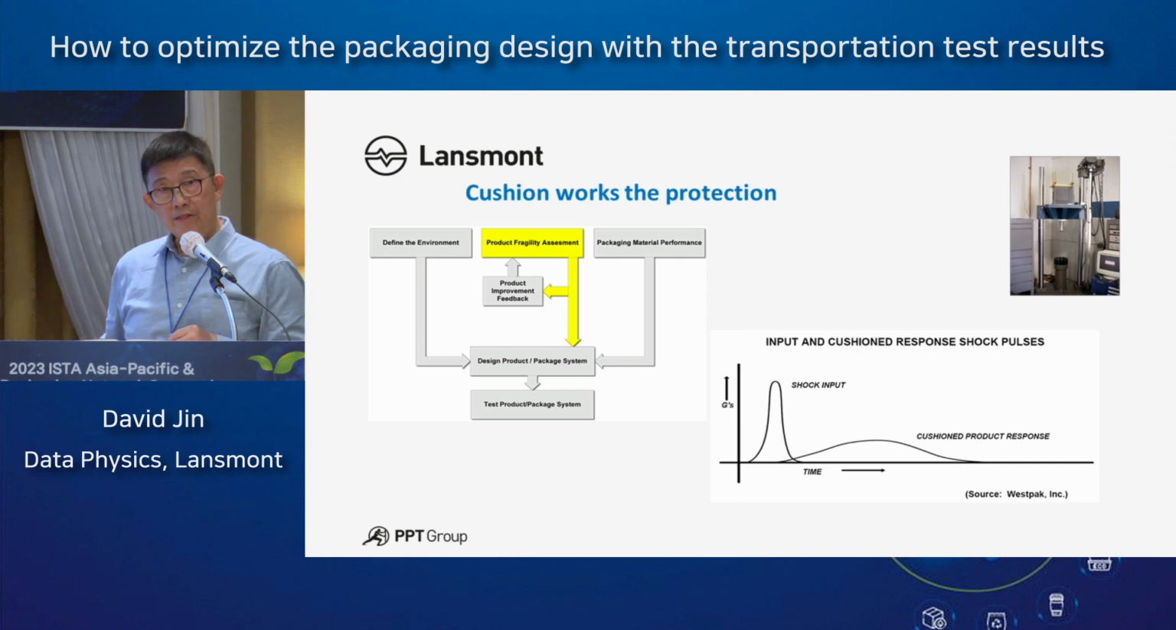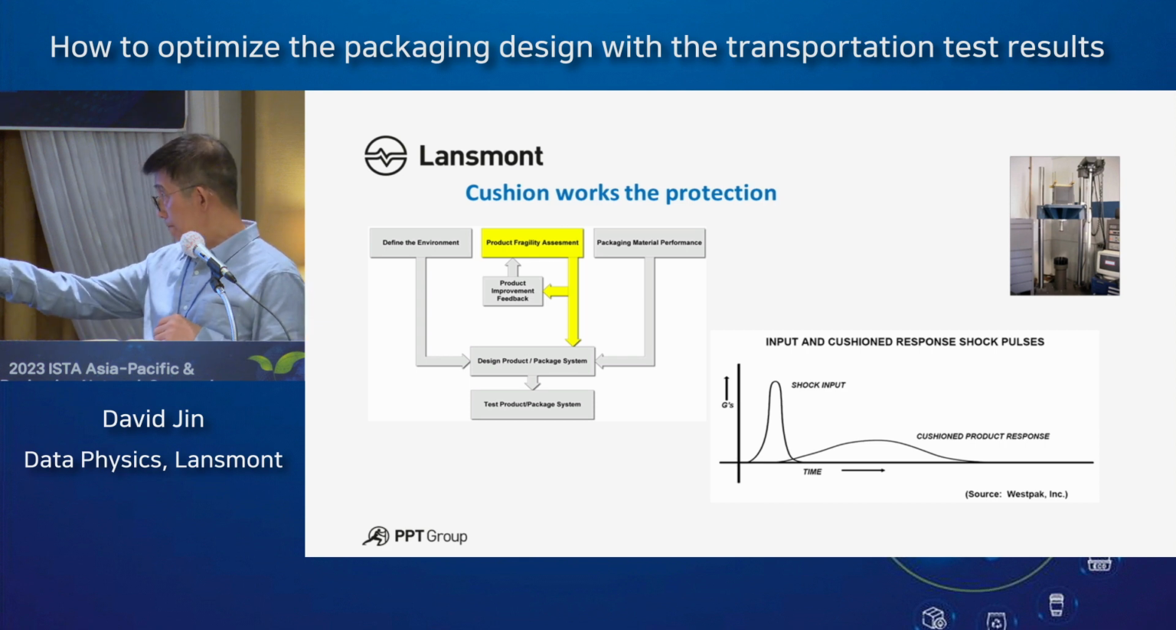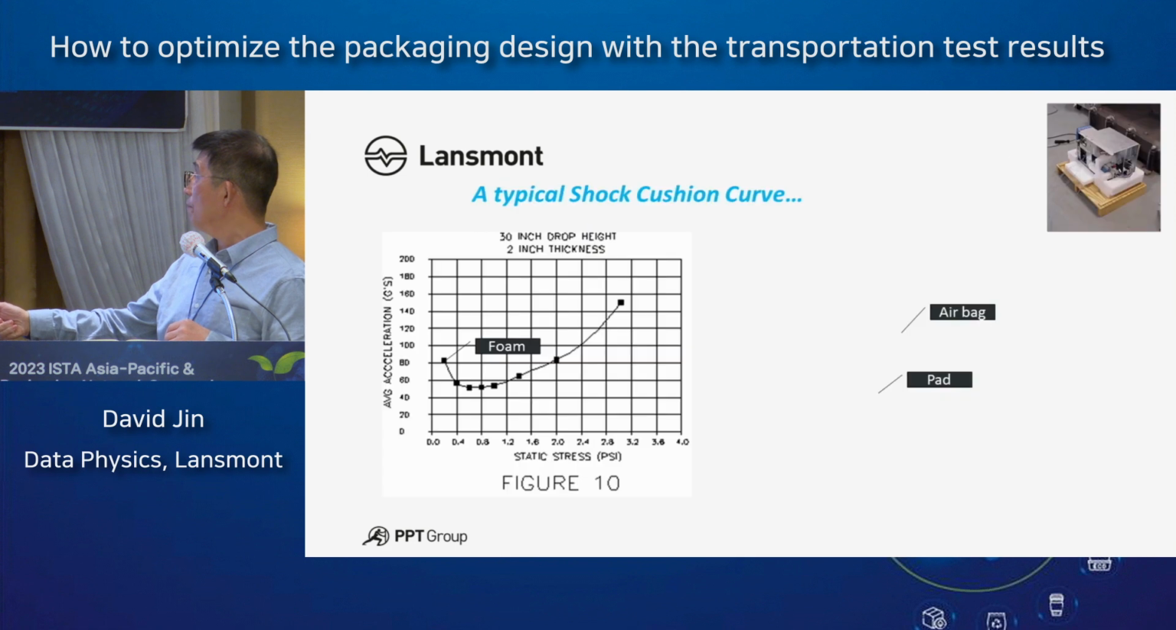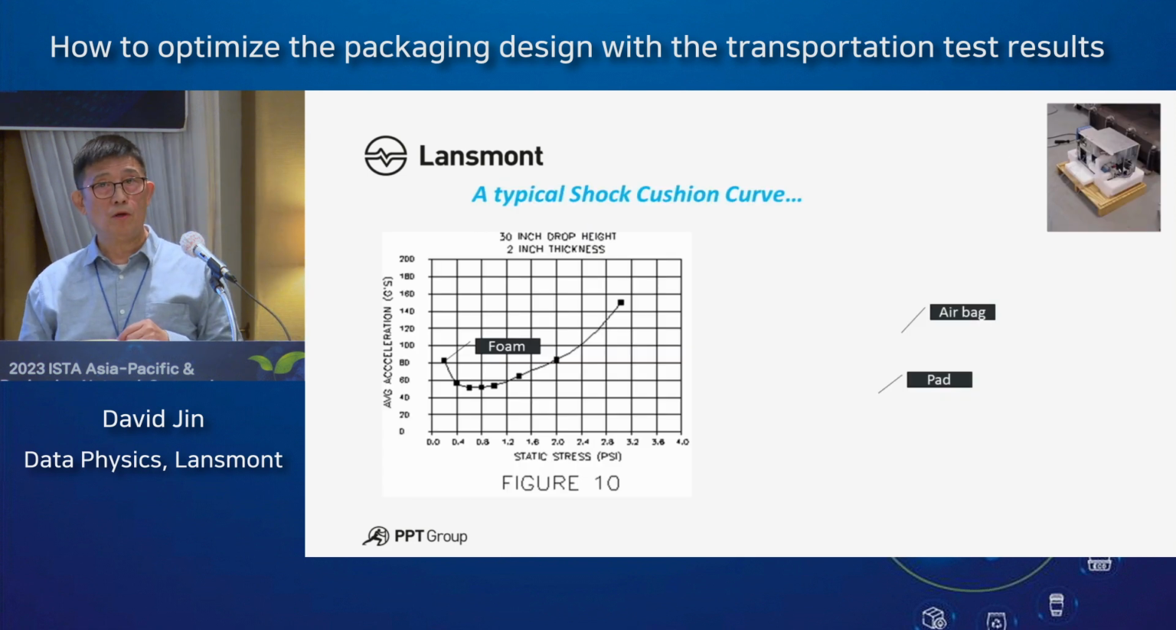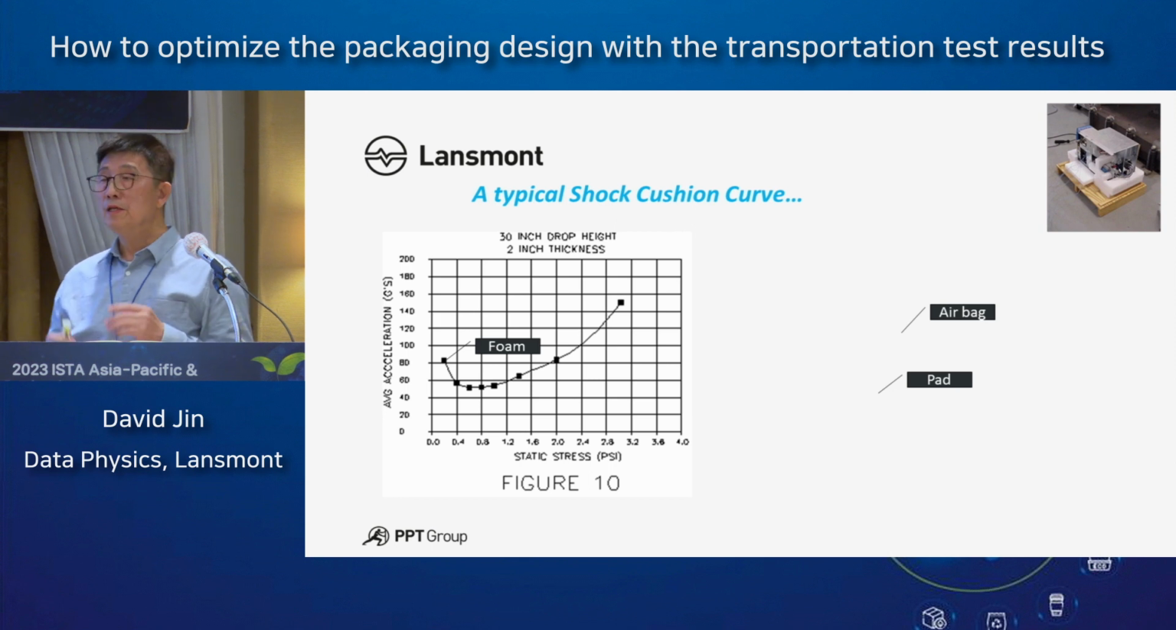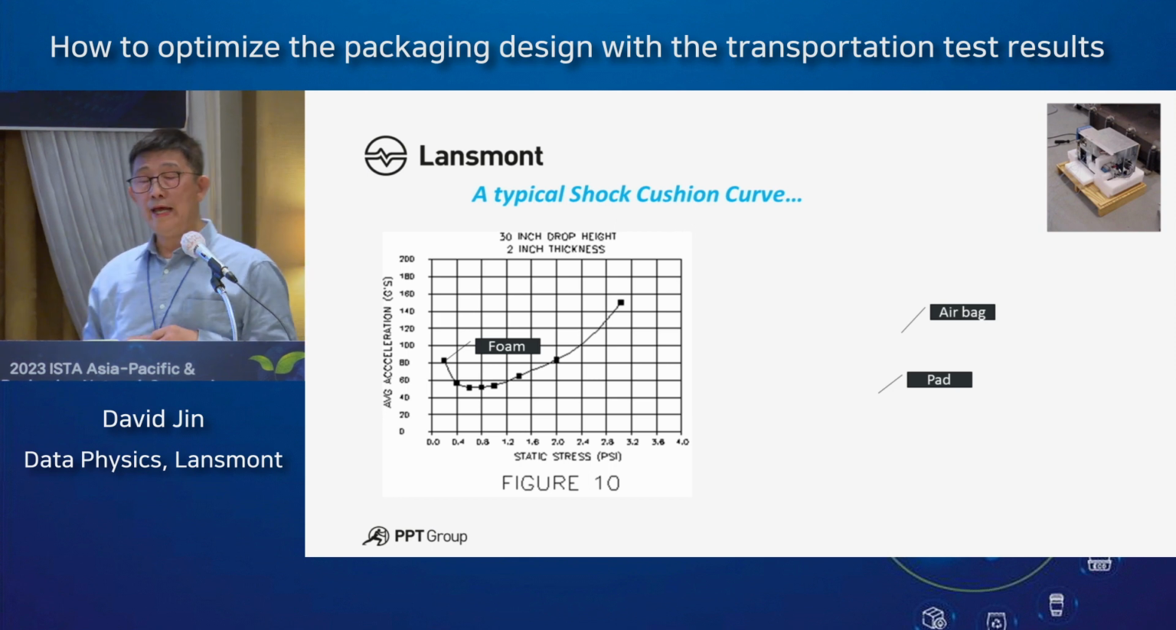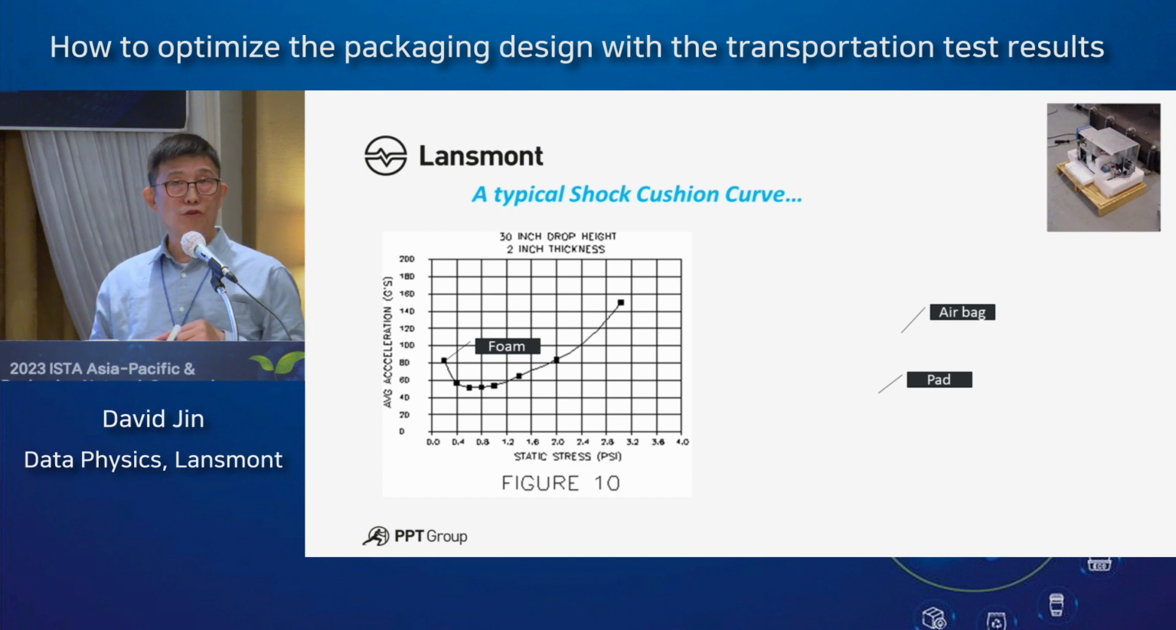So this is the very typical procedure in a six-step packaging design, where the second step is to pick the cushion materials. So we have already known the product fragility from some other testing. Now we see what happens. Which kind of cushion material should I choose? We have typical cushion dynamic curves shown on the screen.